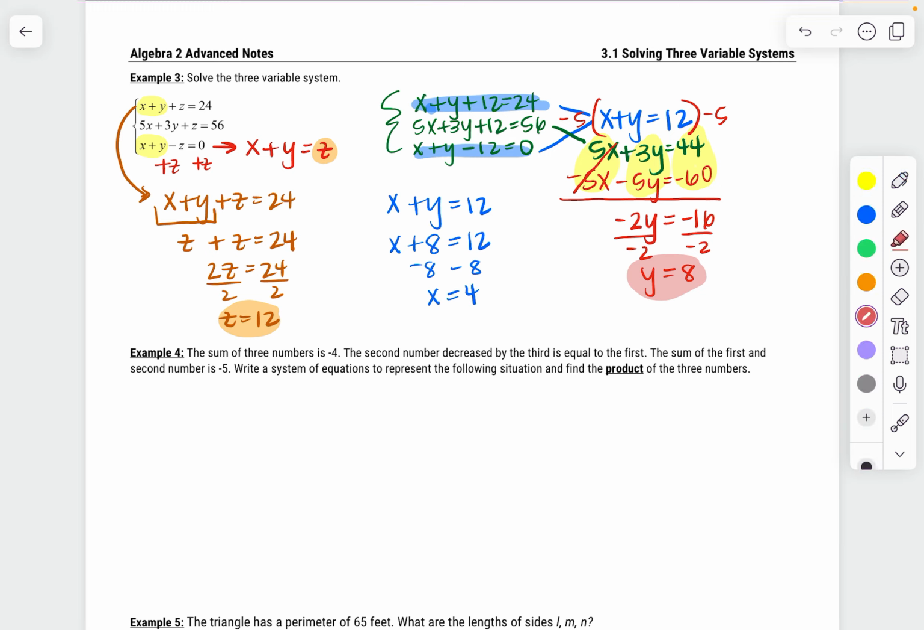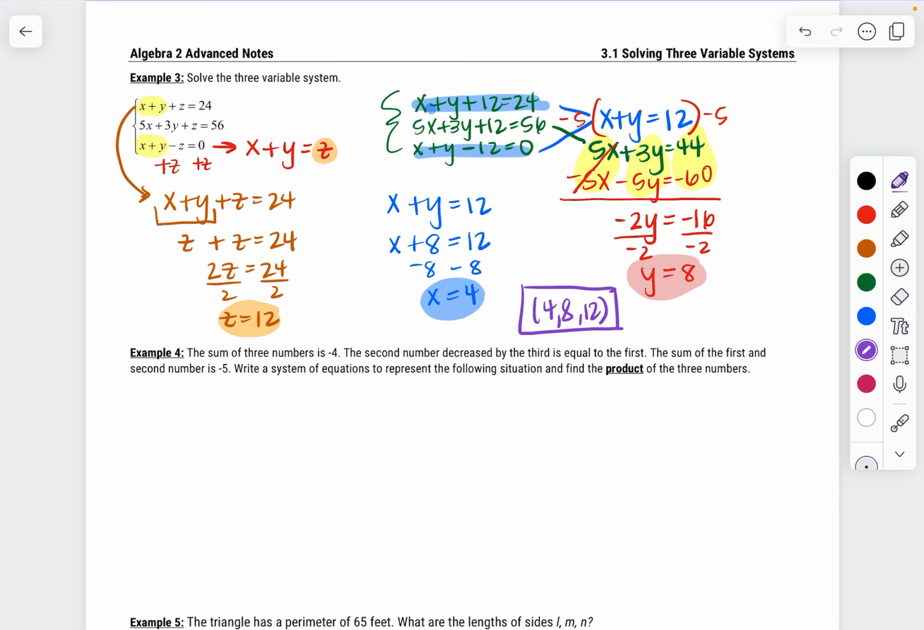And so in the end, my final answer is going to be 4, 8, 12. And that will be my solution to the 3 variable system using a little bit of substitution and elimination.